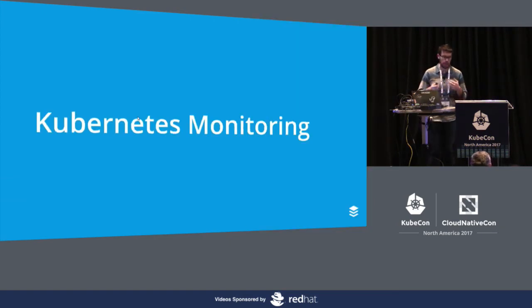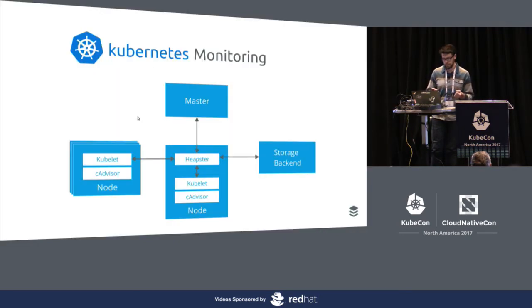So the next thing to think about is the way that Kubernetes does monitoring. This is kind of to highlight the system as a whole. I'm going to go through what this looks like on an individual node. But it's important to note that there are multiple nodes, there's a master, and there's also this storage backend that connects to this thing called Heapster.